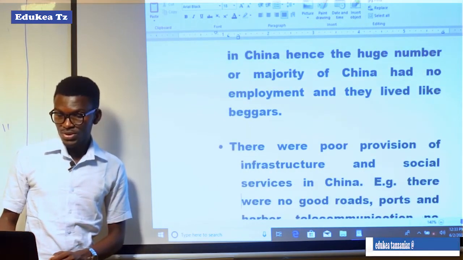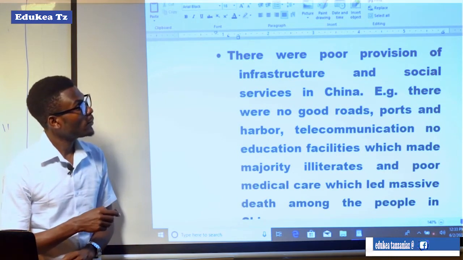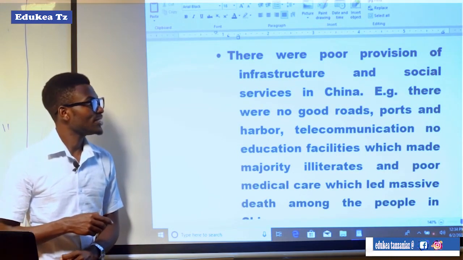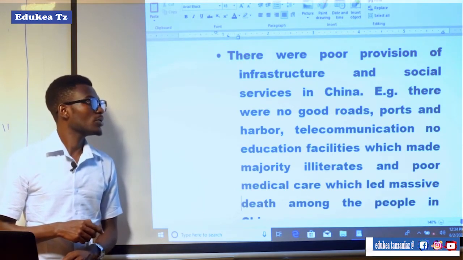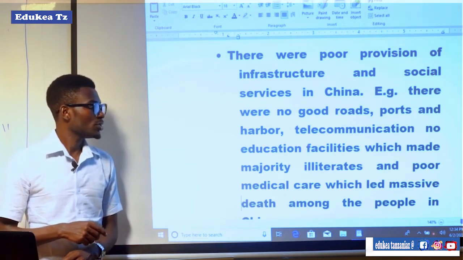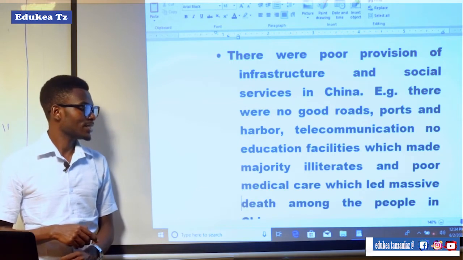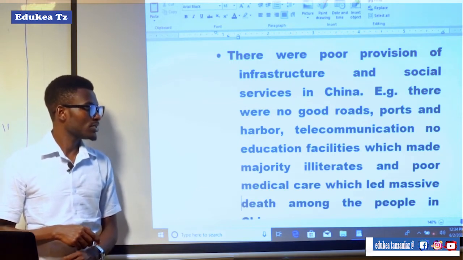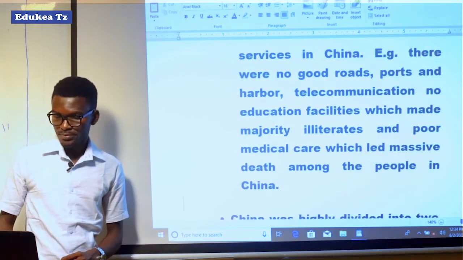Also, another situation that was common in China before the revolution was the poor provision of infrastructure and social services. For example, there were no good roads, ports, and harbors, telecommunication, no education facilities, which made the majority illiterate, and poor medical care, which led to massive death among the people in China.